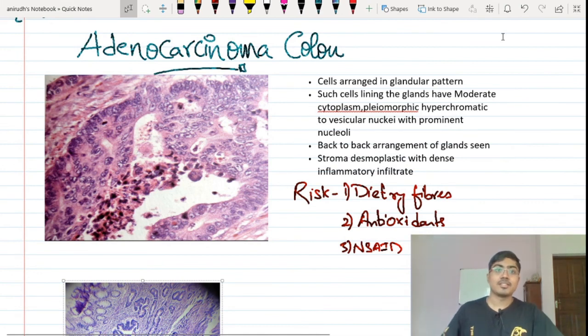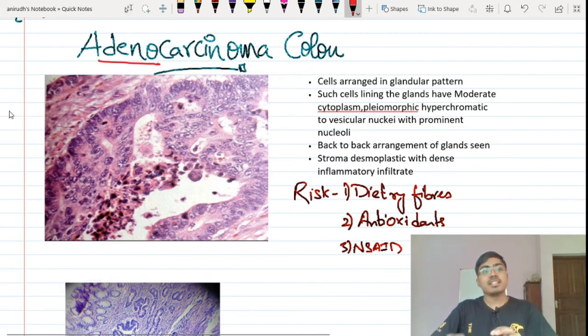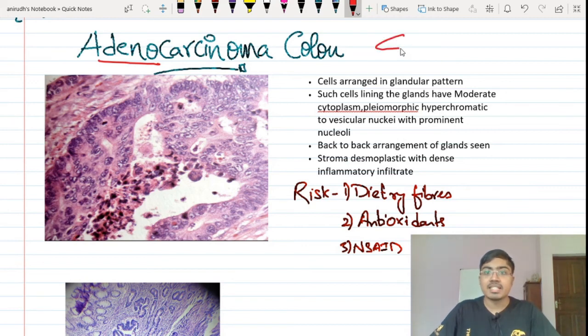Now let us go to the topic of adenocarcinoma colon. First of all, whenever we hear the word adenocarcinoma, it simply means that it is a carcinoma of gland. So what do you mean by glands here? A gland will be in the form of acini in the histopathology image. So you have columnar epithelial cells which are lining over here, isn't it? Now these columnar cells will become malignant. So you will get a picture somewhat like this.